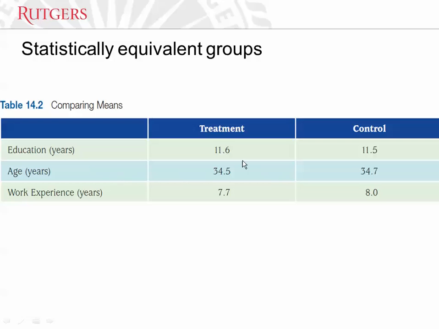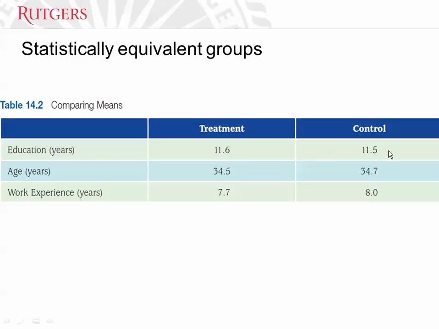But notice the means are not exactly the same. It's 11.6 compared to 11.5. It's 34.5 compared to 34.7. It's 7.7 years of work experience compared to 8. They're not exactly equivalent, but they're statistically equivalent, meaning that these differences are not larger than what would be due to just chance variation. Since you randomly put some people in the treatment group and other people in the control group, there are going to be chance differences, right? And so these fluctuations are what you would expect from chance, and none of these differences in means.